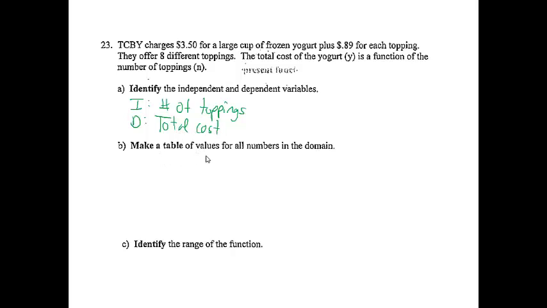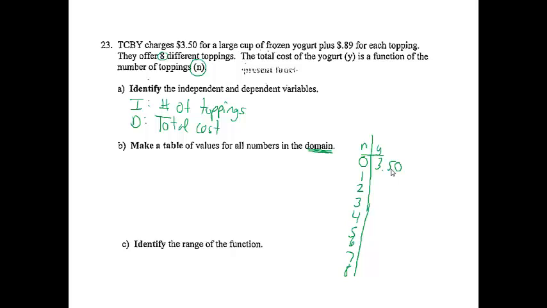Right? Then it says to make a table of values for all numbers in the domain. So the domain is all the toppings I can pick. They offer 8 different toppings, so I'm going to put here N and Y. Notice I'm using N this time instead of X because they told me to right here. Okay, I could pick no toppings. I could pick 1, 2, 3, 4, 5, 6, 7, 8. If I pick no toppings, they're still going to charge me $3.50 for my cup of yogurt.